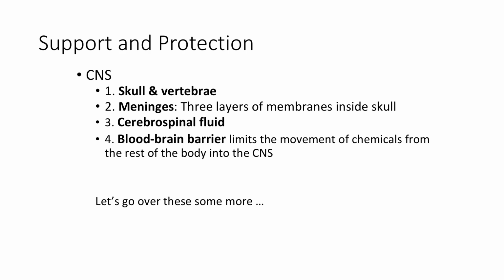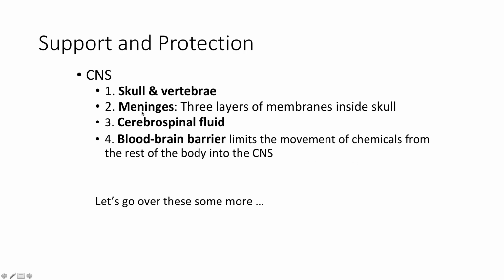Okay, so let's move on to the protection of our central nervous system. Our central nervous system, which consists of the brain and the spinal cord, has four key players that support and protect it. The first one is the skull and the vertebrae. The skull, of course, we all know what that is. It's the bone inside of our head, and it is around our brain. Then we have the vertebrae, which is in our whole body, and it goes all the way down our back.